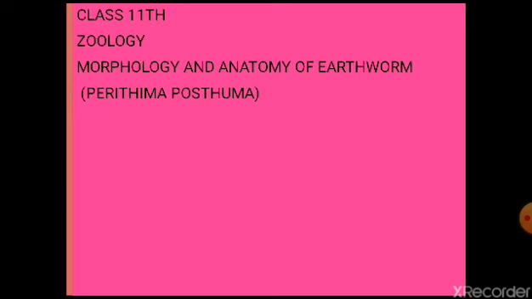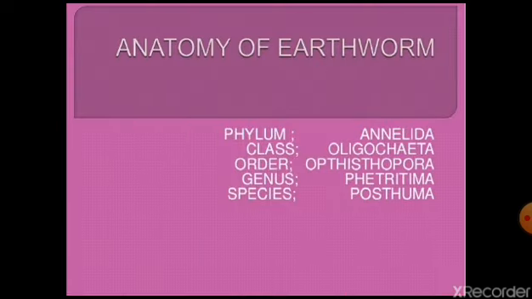Today we are going to discuss the morphology and anatomy of the earthworm, Pheretima posthuma. First, let me tell you that the word morphology is used to describe the external structural features of an organism. Similarly, anatomy is used to describe the internal organization of an organism. So let's begin.